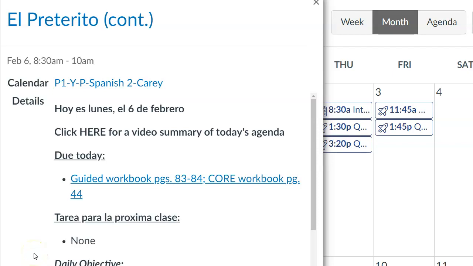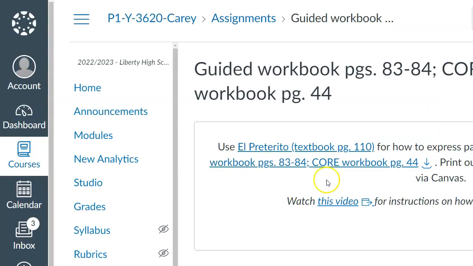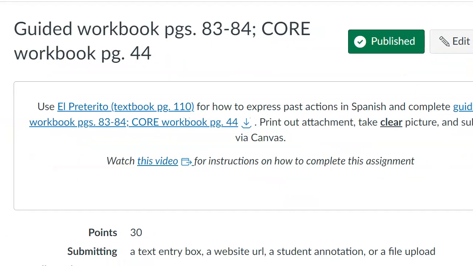Aquí tienen el horario para hoy, lunes, el 6 de febrero. Your homework due for today was guided workbook pages 83 and 84. Core workbook page 44. You guys can find the scanned copies, PDF copies right here. Click and download those. You can always just write your answers in your notebook or print out, fill out, and take a picture and submit, or annotate as a PDF, whatever you choose.